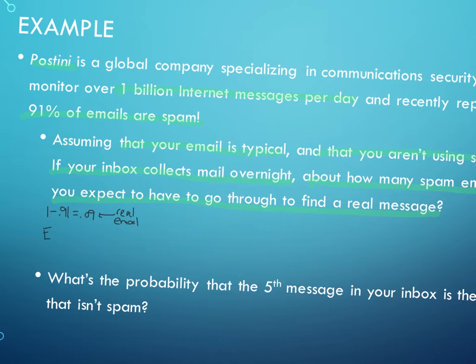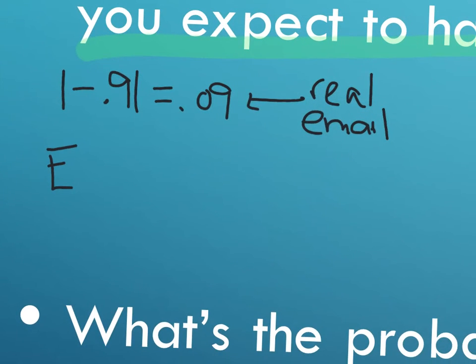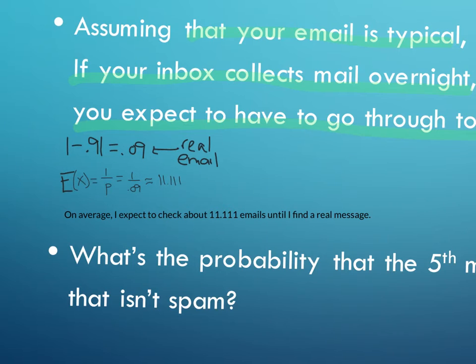Okay, so now we can go back to our expected value. Remember, we'll do 1 over the probability of success. So in this case, we'll do 1 over 0.09 and type that into a calculator. And it is about 11.1 repeating. And then just like with anything, we're going to write a statement in context. On average, we expect to check about 11.1 repeating emails until we find a real message.